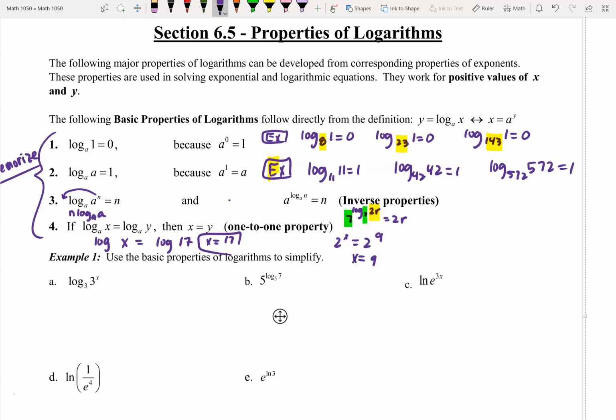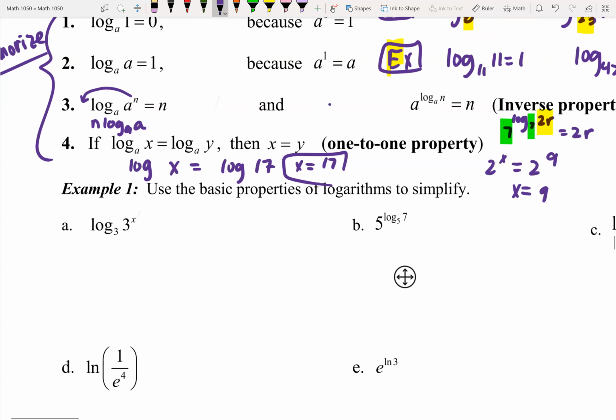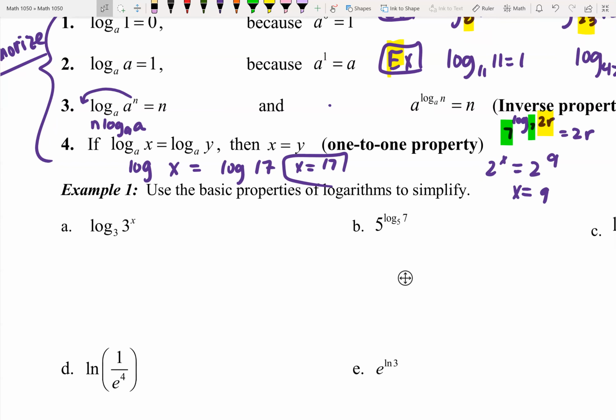The second rule is log base a of a is a 1. The examples I gave, log base 11 of 11 is 1, 42 of 42, 572 of 572. If those match, it's 1. This third rule right here, you totally don't even have to memorize it, you guys. So you pull the n down, you get n times log base a of a. Log base a of a is a 1. 1 times n is an n. So there's really nothing to remember, just to pull down the exponent. And it just incorporates that rule right there in it is all.